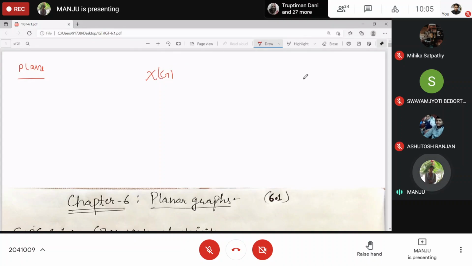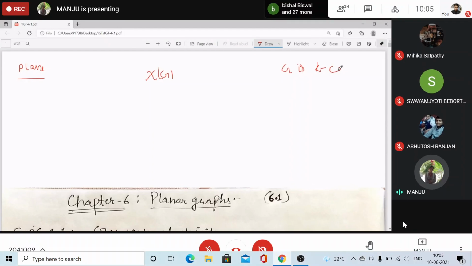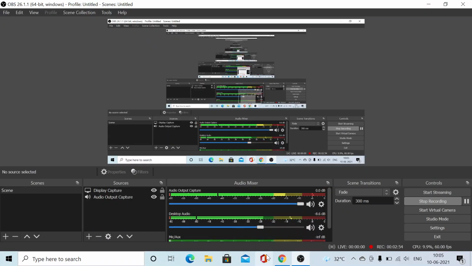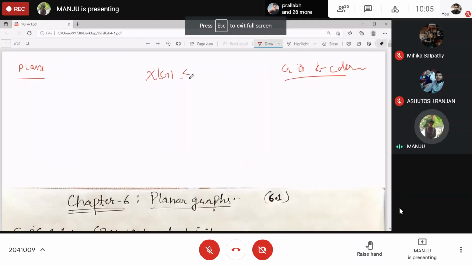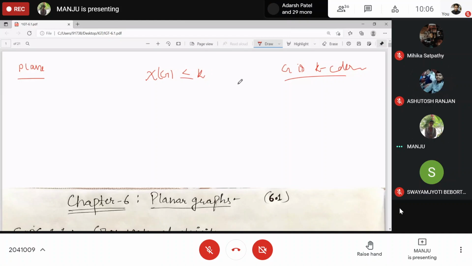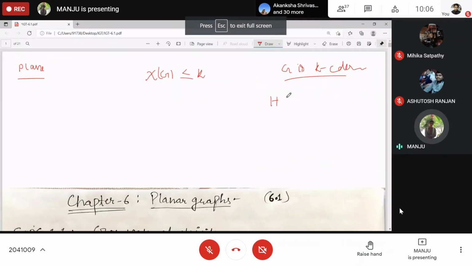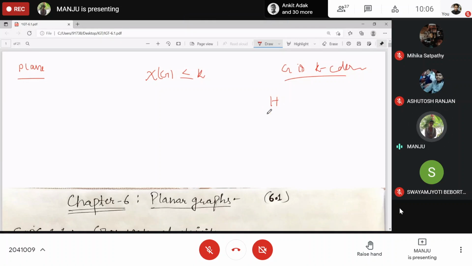So if you are able to show any graph G is K colorable, then you can only say that the chromatic number will be less than or equal to K. Clear? And if you show there is some subgraph, about which you already know the chromatic number, for example H is a known subgraph, suppose of K_n type, or star type, or P_n type, C_n.